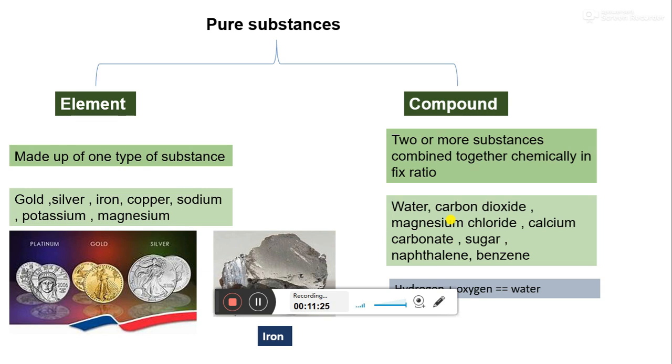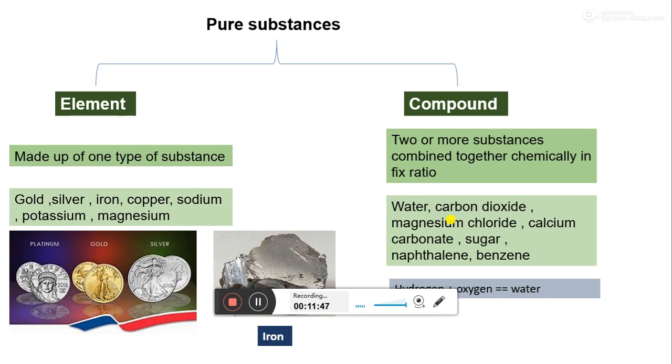Element is made up of one type of substance, means it is only one substance which the element consists of. Compound, if I talk about, it is made up of two or more substances, or you can say two or more elements combined together chemically in a fixed ratio. Fixed ratio means they have the fixed ratio.